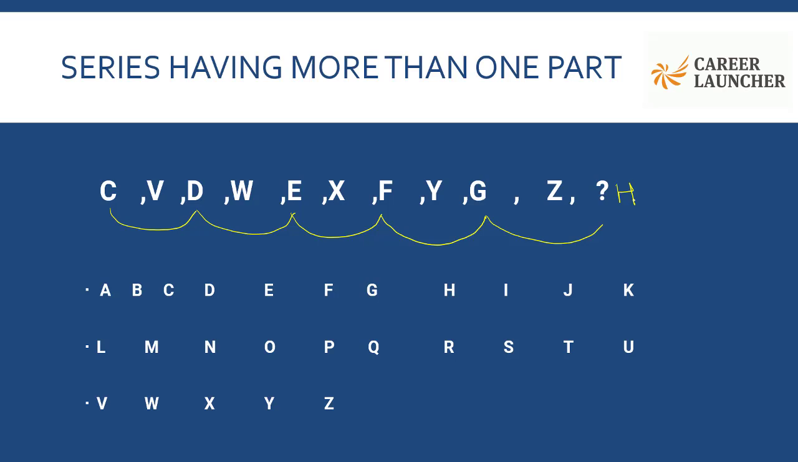Whereas the other series, V to W, W to X, X to Y, Y to Z. If I had one more question mark here, then the next element in this particular series would have been A. Because when I'm moving one place ahead from Z, I will again start from A. So this is an alphabetical series having more than one series in itself.